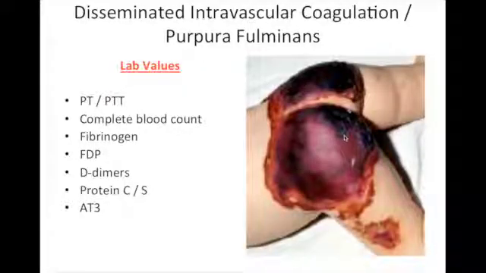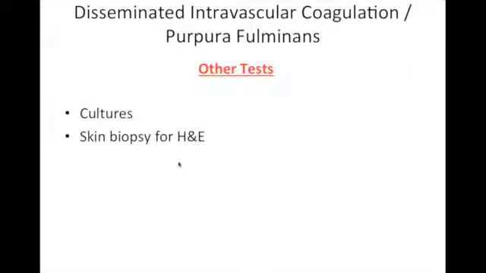It's consumption, it consumes platelets. Lab values: PT, PTT, CBC, fibrinogen, FDP, the D-dimers, protein C and S, and antithrombin III proteins. Now, this just helps you see how active they are, and if it does fit that picture. It's not definitively diagnostic, however, it helps in the assessment of the patient as well as diagnosis.